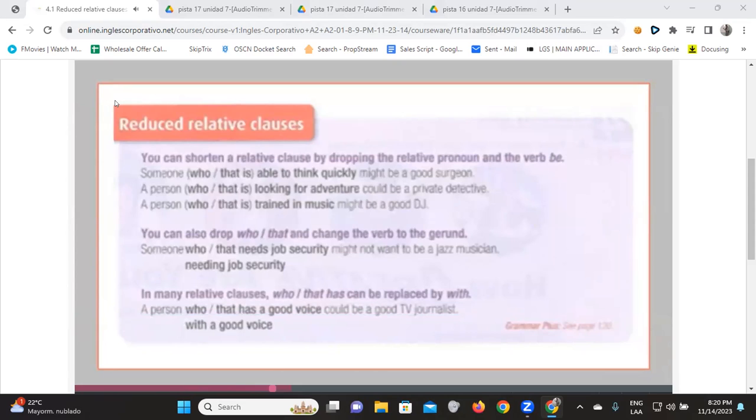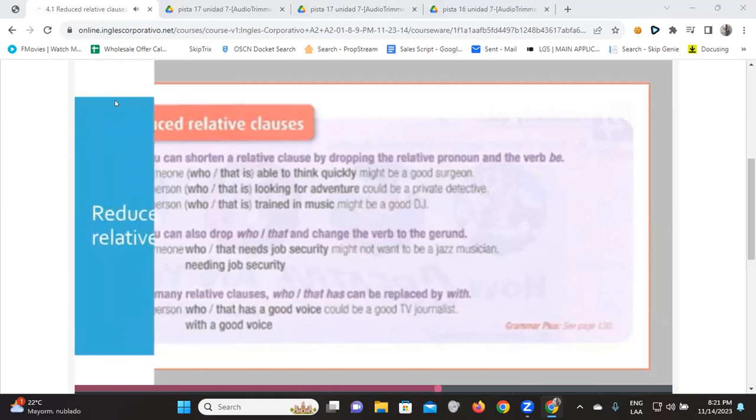You can also drop who or that and change the verb to the gerund. Someone who needs job security might not want to be a jazz musician. Someone needing job security might not want to be a jazz musician. In many relative clauses, who or that has can be replaced by with. A person who has a good voice could be a good TV journalist. A person with a good voice could be a good TV journalist.